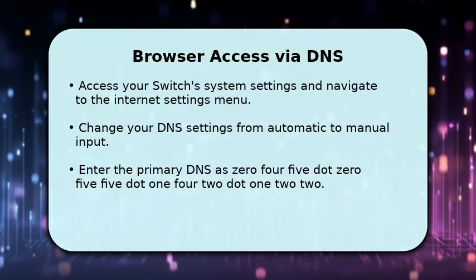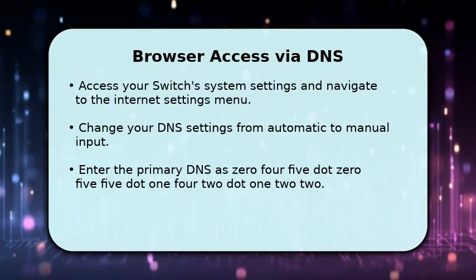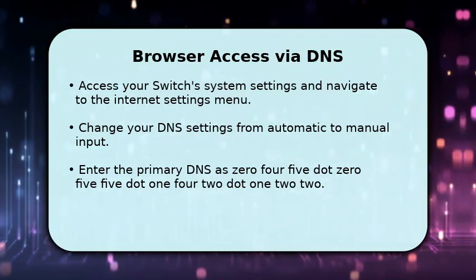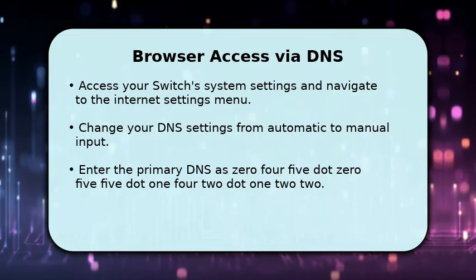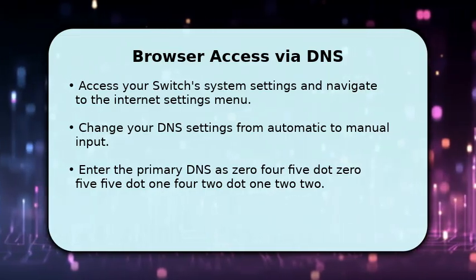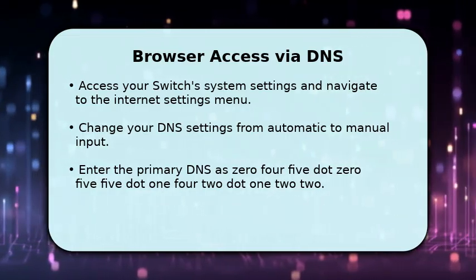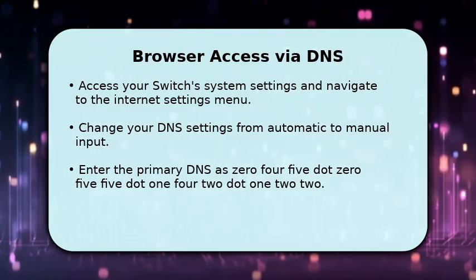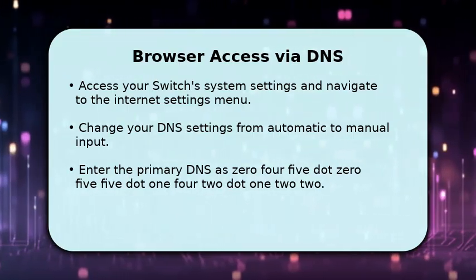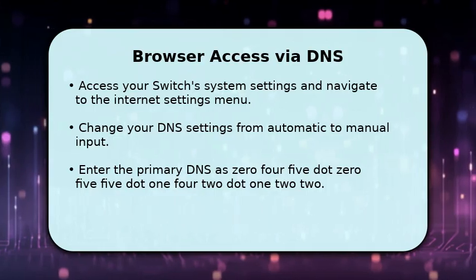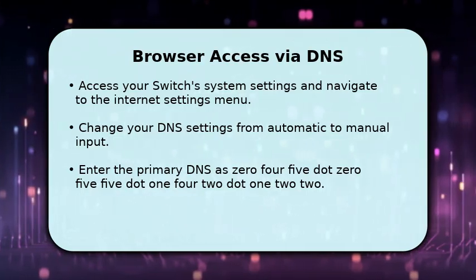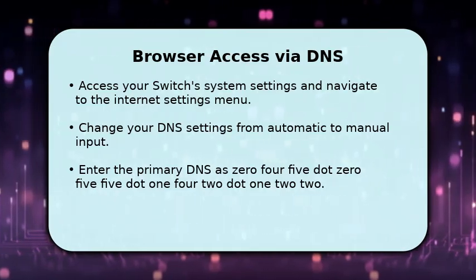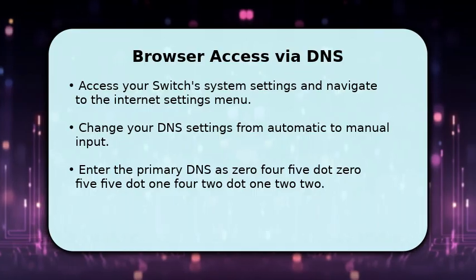One way to access Roblox is by using your Switch's built-in web browser, though it's not a direct app. First, go to your system settings, then Internet settings, and select your Wi-Fi network. Change the DNS settings from automatic to manual. For the primary DNS, input 045.055.142.122. After saving, try connecting. This should lead you to a special DNS page where you can find a link to roblox.com.